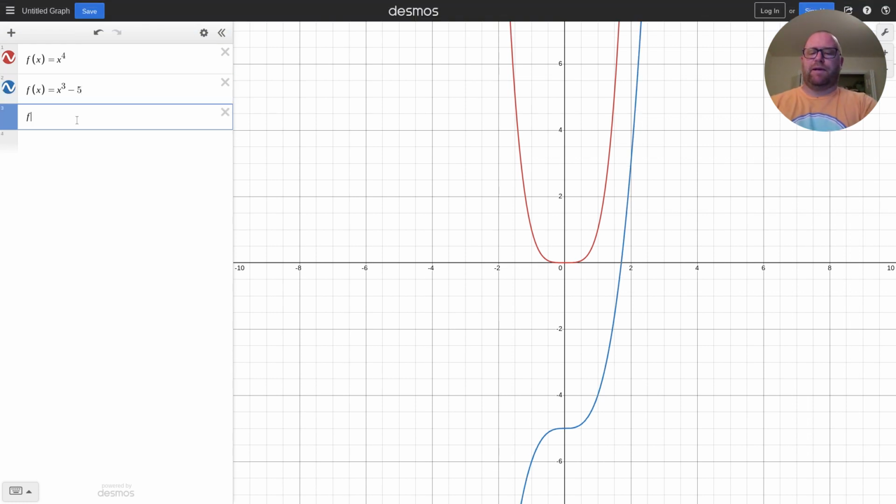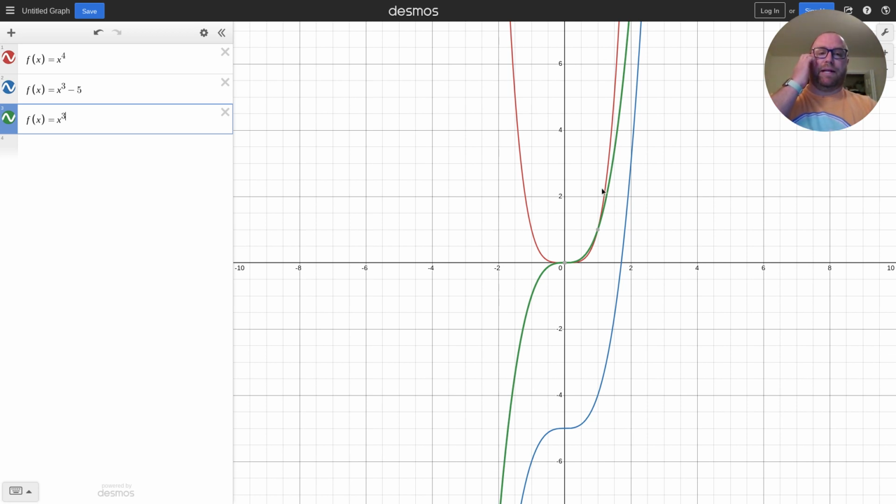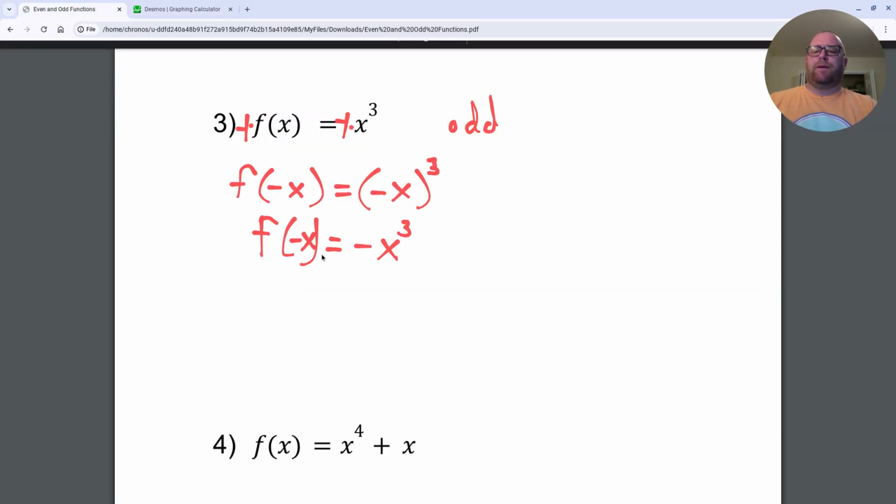So f of x equals x cubed. And this one, the line in green here, you'll see if you flip this about the y-axis, then flip it about the x, you'll get this green line down here. So it is symmetric about the origin. So that's cool. All right, last one here.